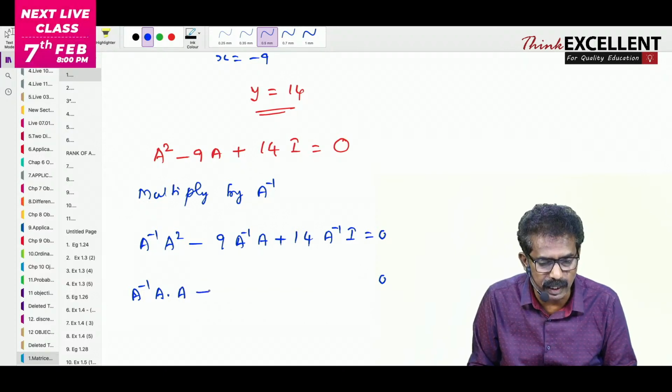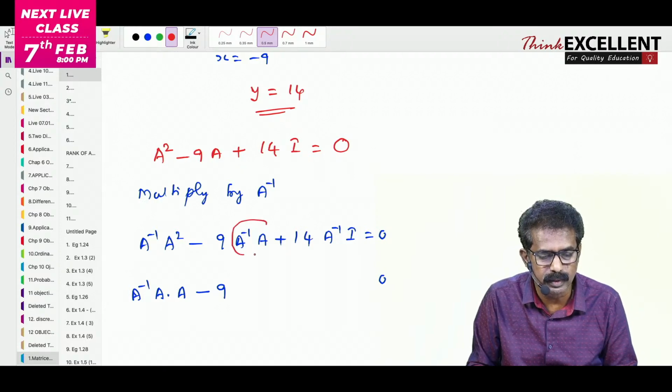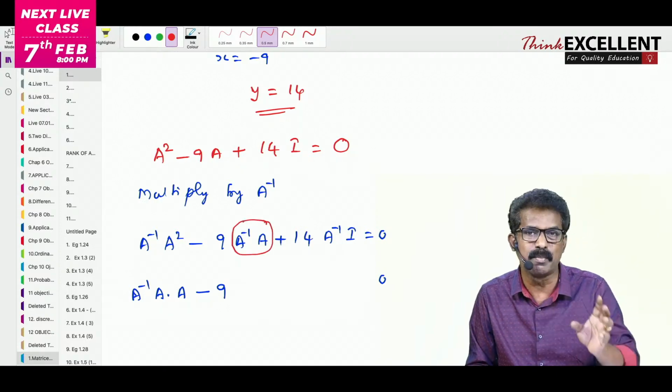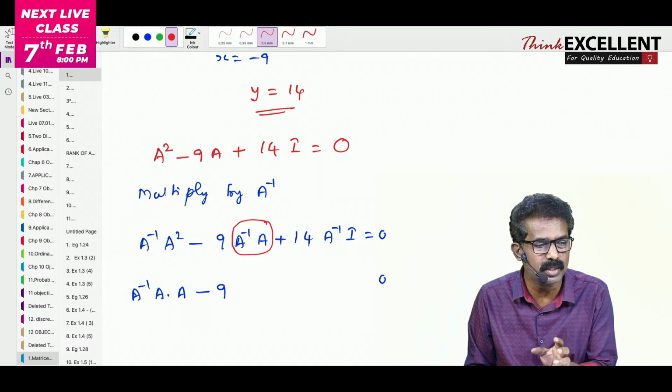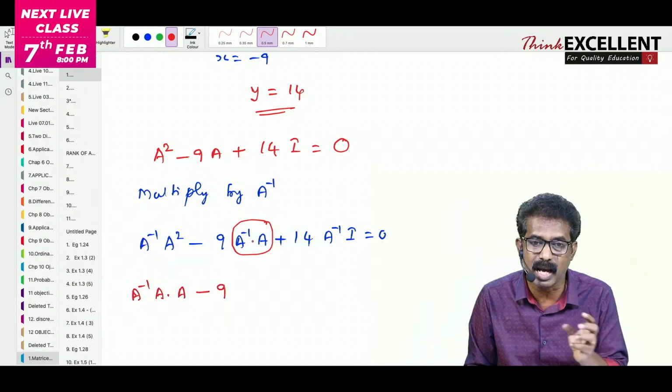A into A minus 9, you know this one. A inverse into A, that is why the theory is important. A inverse into A, immediately say the answer. A matrix into its inverse, your answer is what? I, right?